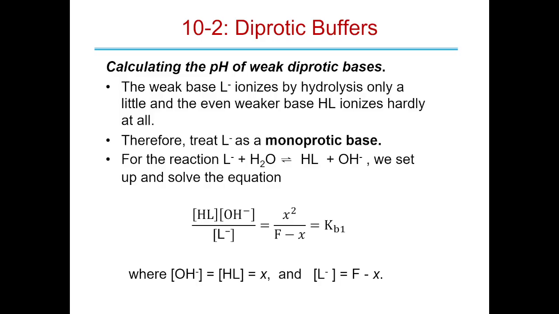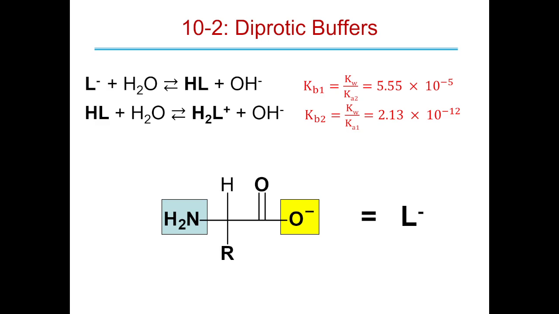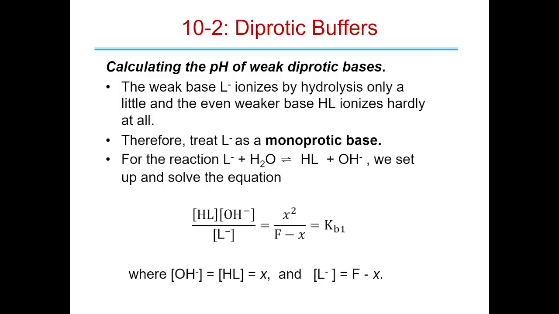Okay, so let's calculate the pH of a weak diprotic base. Again, these were the base forms of it. Again, that's just going to be flipping that graph, right? So you're going to protonate one species, get the other species, and then you're going to protonate that species to get the third species. Okay? So the weak base, L minus, ionizes by hydrolysis only a little, and even the weaker base, HL, is going to ionize hardly at all, right?